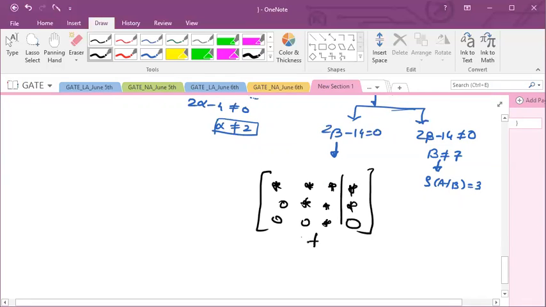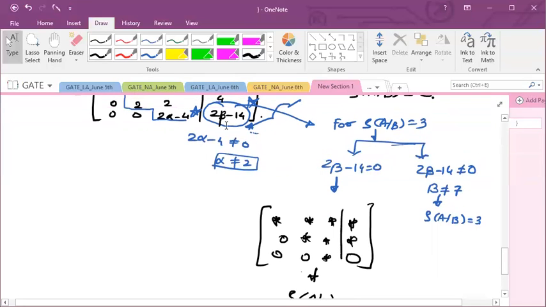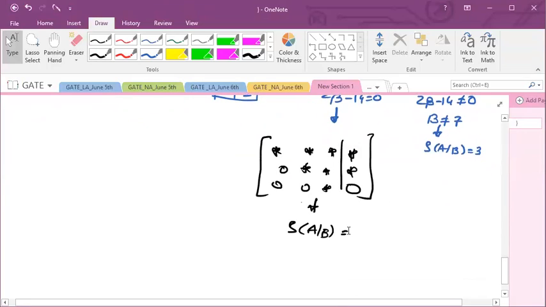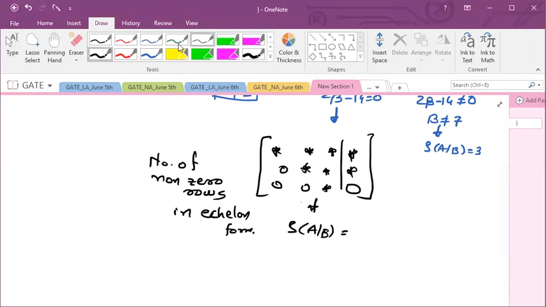So tell me, what is the rank of A augmented B in this case? If I'm taking 2 beta minus 14 equal to 0 as well, then what is the rank of A augmented B? What is the formula of rank? What is the definition of rank? Number of non-zero rows in echelon form. Okay, is it echelon form? Check this. Yes, this is a staircase. This is echelon form.